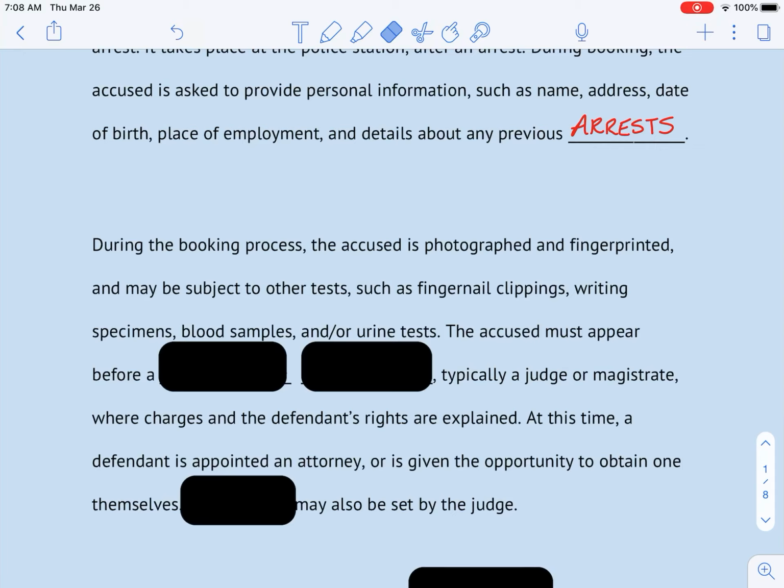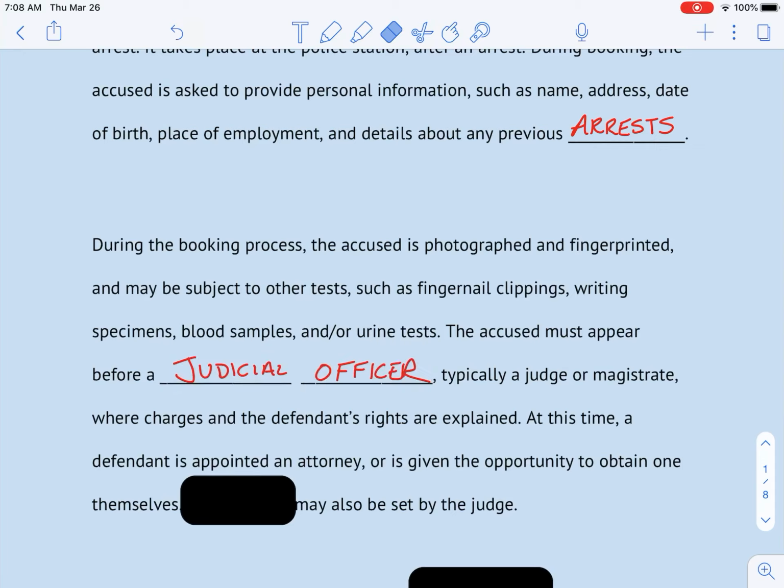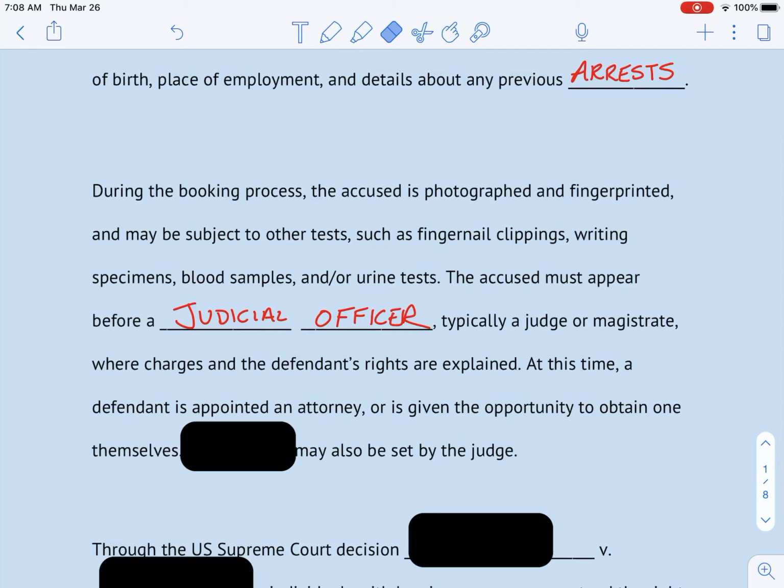The accused must appear before a judicial officer, typically a judge or a magistrate, and that is when their charges and their rights are explained to them. At this time, the defendant is appointed an attorney. They're given the opportunity to obtain one themselves if they so choose, and bail may also be set at this point by the judge.